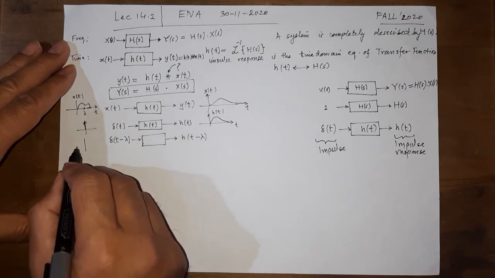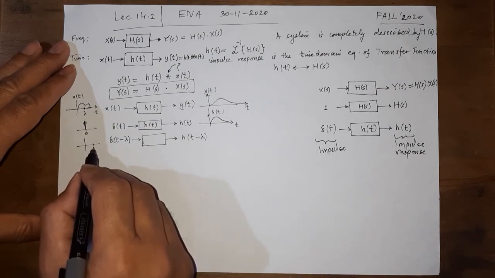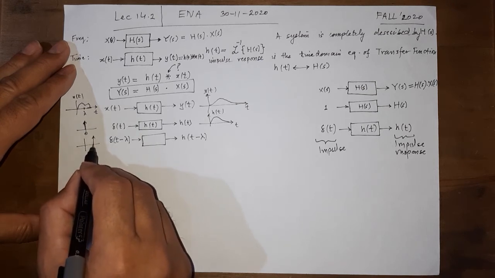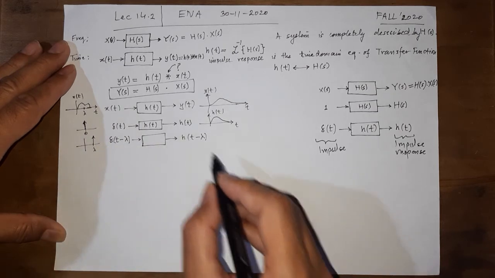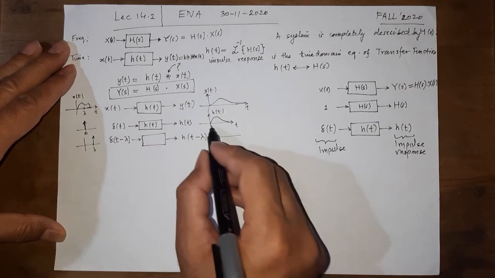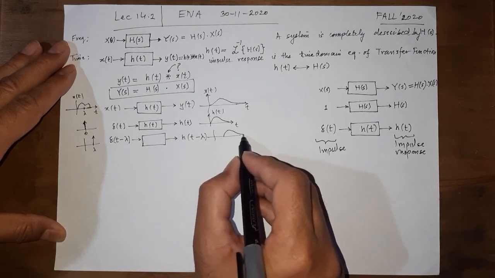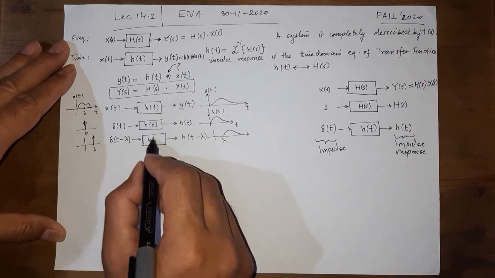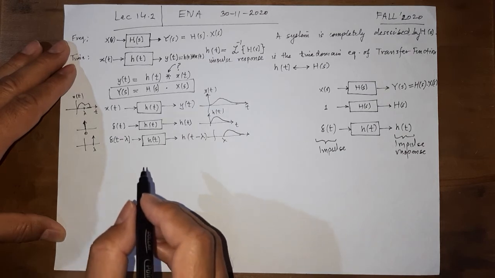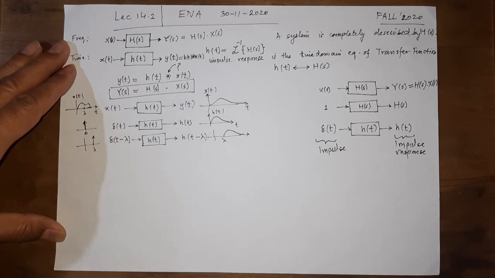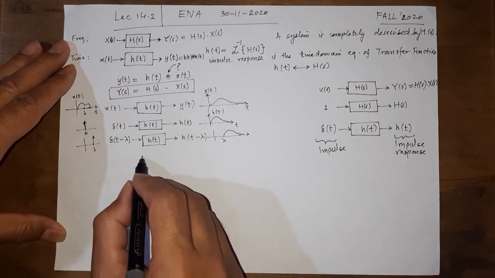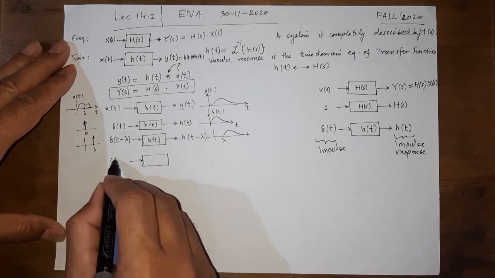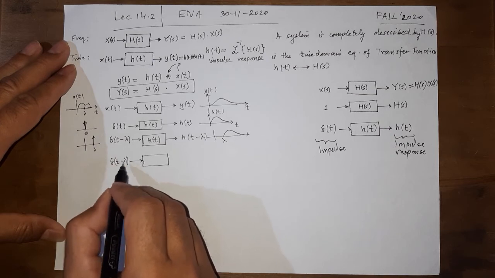Now we have the impulse moved from 0, or delayed by lambda, then the same output would be delayed by lambda. This is quite logical, understandable. We are going one step at a time. Now what is going to happen if I multiply this shifted impulse?